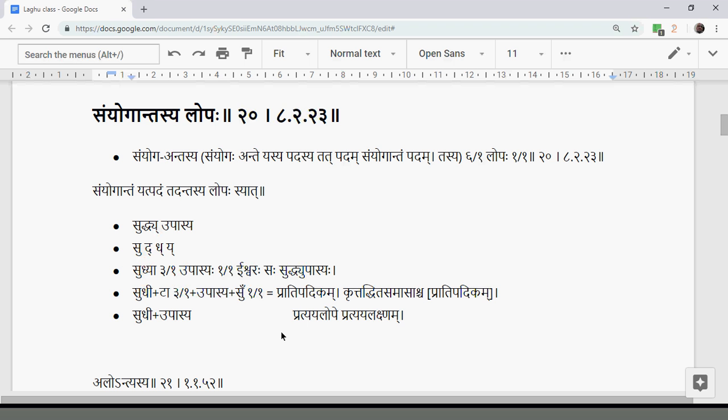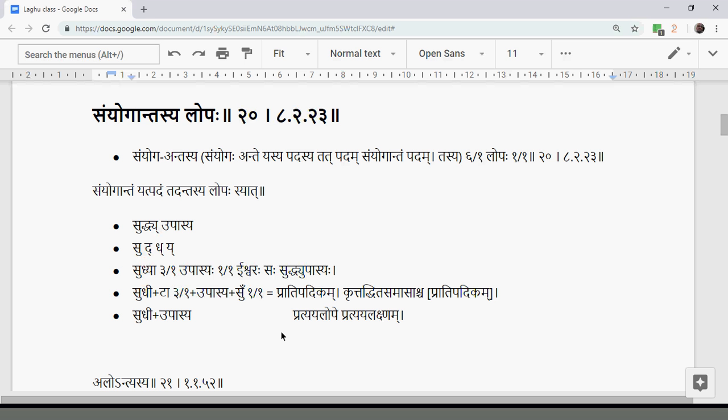There are exceptions to this also, but there is a general rule that when a pratyaya is dropped, this ta pratyaya is dropped. Since pratyaya lope sati, pratyaya lakshanam is there. So pratyaya is invisible, it is dropped, but it is still there for its sanya. Sanya is pada, sudhi plus ta is a pada, so is sudhi a pada, because after dropping pratyaya also, pratyaya lakshana is there, and by pratyaya lakshana, sudhi is still a pada. And so also upasya is a pada.